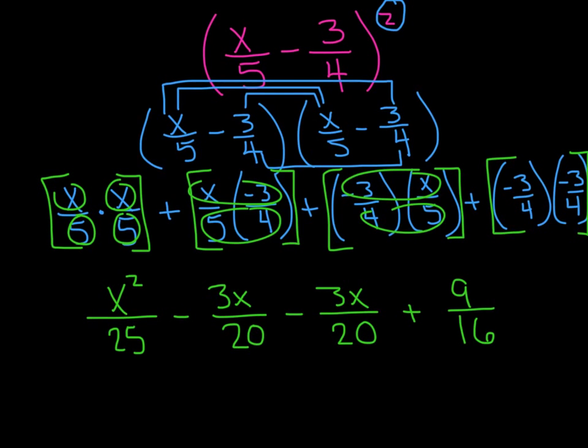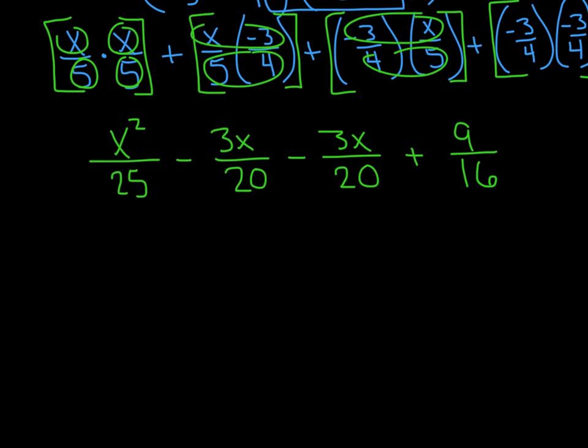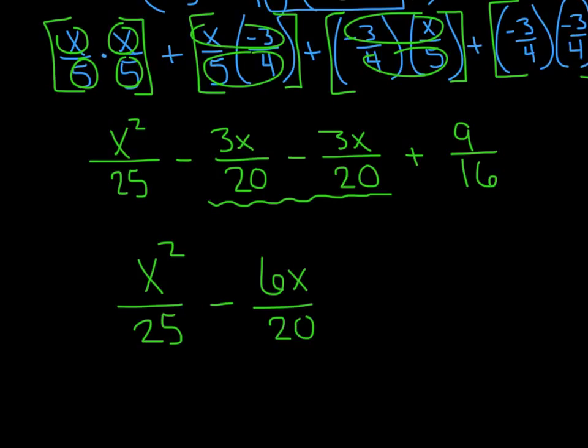Take a step back and ask yourself if there's any like terms you can combine. And I think we can combine these two middle terms right here because we have common denominators, luckily, and they're like terms. So I'm thinking minus 6x over 20 plus 9/16. And that, ladies and gentlemen, is my final answer.